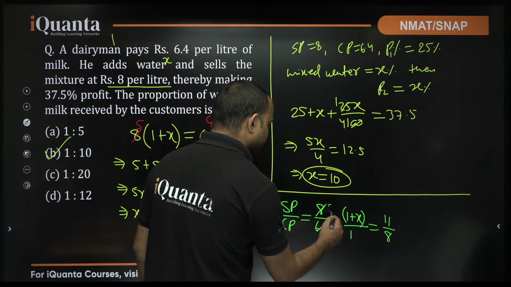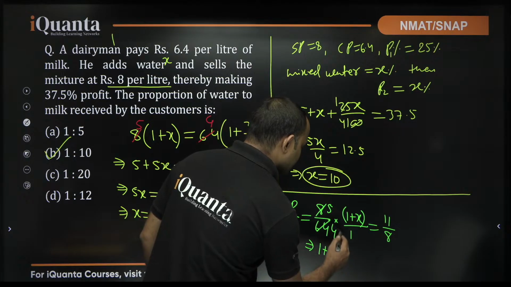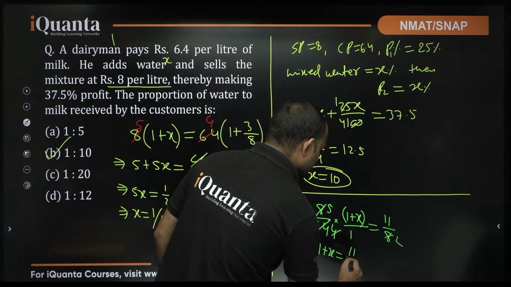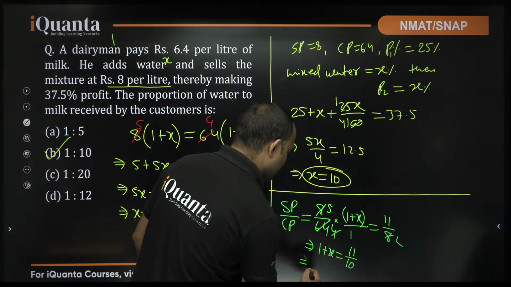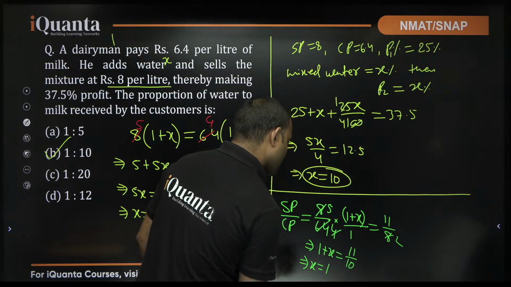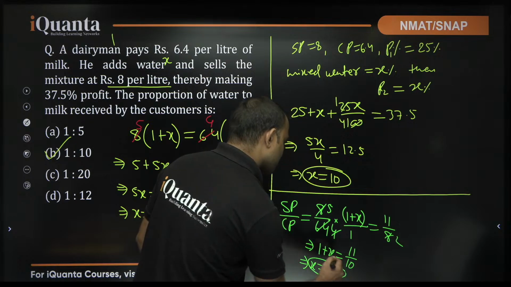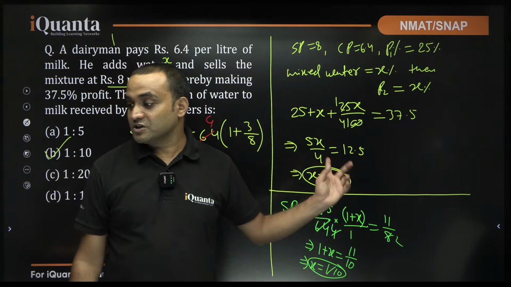This will be 5, this will be 4, 1 plus x is equal to 11/10, or x is equal to 1 upon 10, right? This will be 1 upon 10. You can see here the 1/10 part. You can also use this.